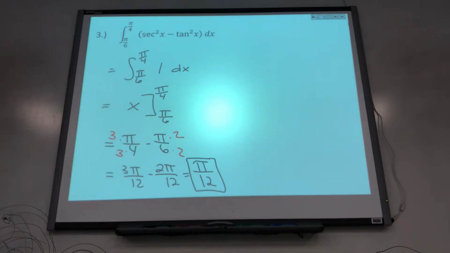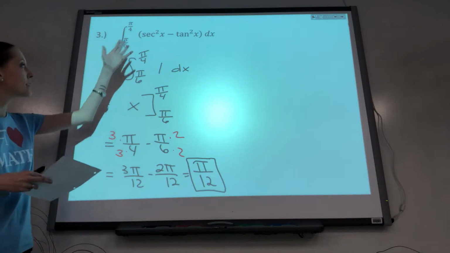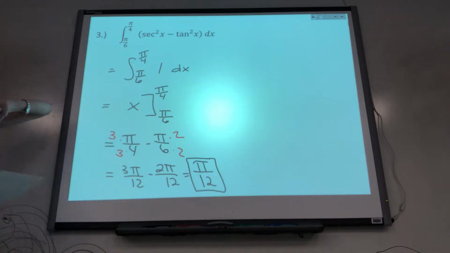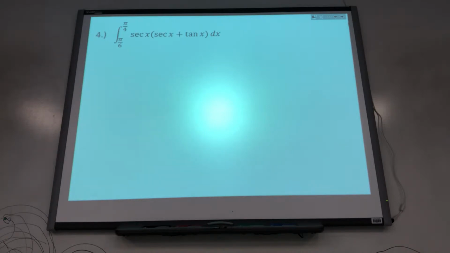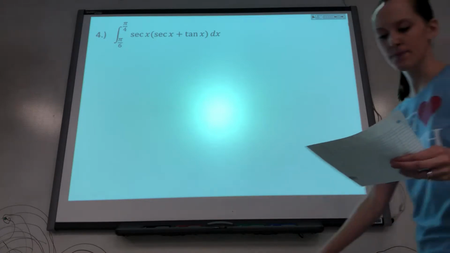Handy dandy. Every now and then you may run into something that can be rewritten using an identity. Okay, I've just got a couple more here, so stop me if you have any questions. These usually aren't too bad. They tend to work out kind of nice. Number 4, the bounds are the same. We're going from pi over 6 to pi over 4.